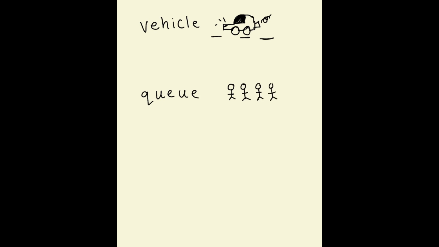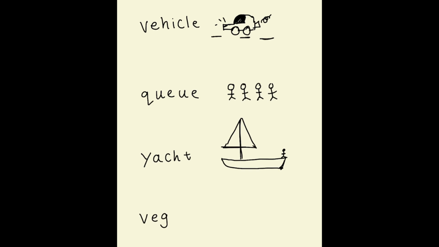waiting for something. The next one is yacht, Y-A-C-H-T. A yacht is a large boat. And the last one is vegetable, V-E-G-E-T-A-B-L-E. Veg-e-table, vegetable. So you could draw a little carrot. So well done.